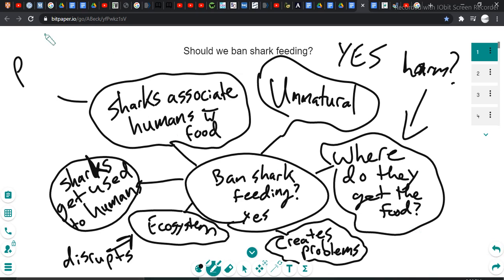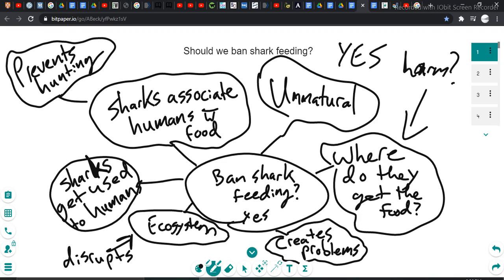It prevents their natural instincts. So it prevents hunting. And I think sharks are naturally, they want to hunt. They need to hunt.